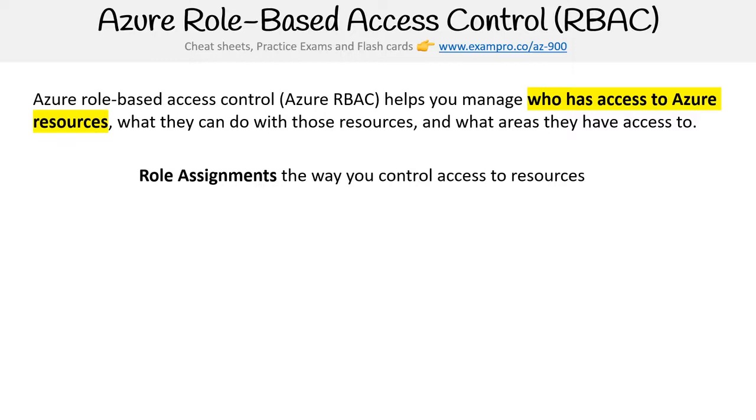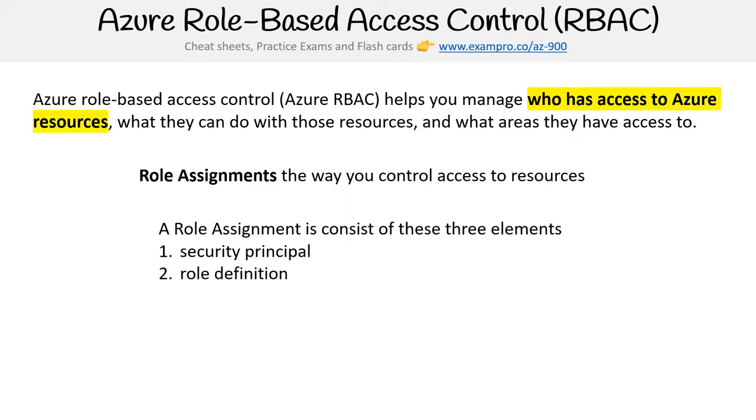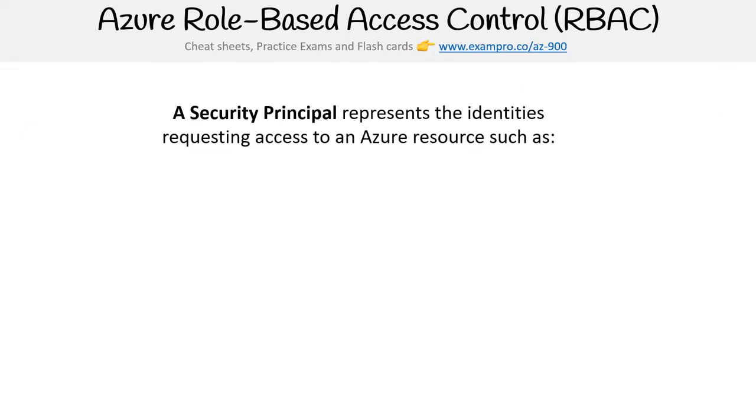So you have role assignments, and this is the way you control access to resources. A role assignment consists of three elements: the security principal, the role definition, and the scope. Talking about the security principal first, this represents the identity requesting access to the Azure resource. So this is who wants to have access.